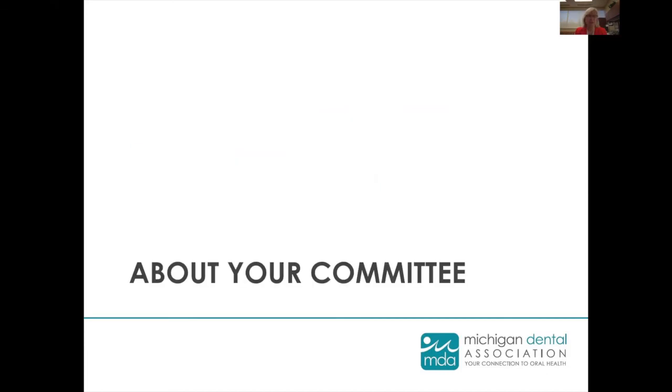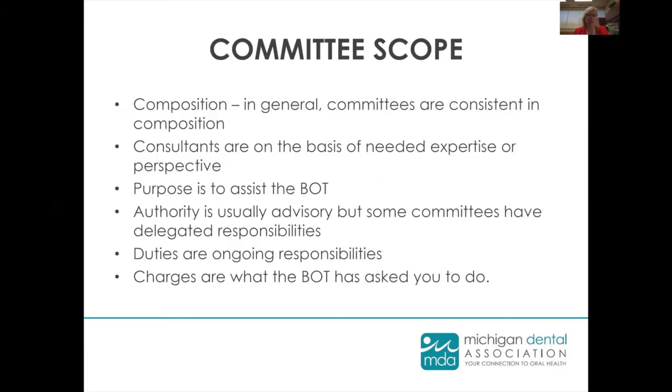So great news, only 2 more slides. Let's talk a little bit about committee scopes. In general, committees are consistent in terms of their composition. There are several committees, just a few, that are considered special in one way or another, and so they don't necessarily match up with the terms of office or the requirements for membership. But in general, our committees are pretty consistent.